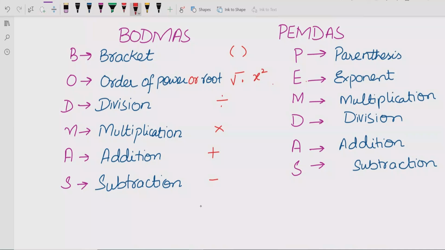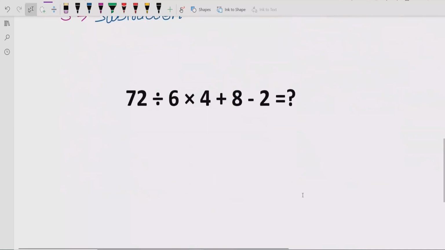Now, let's solve the expression which is given: 72 divided by 6 multiplied by 4 plus 8 minus 2. To solve this expression, we have to follow the order of operations.